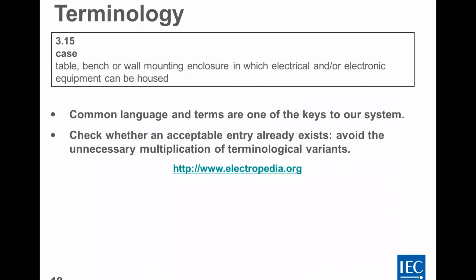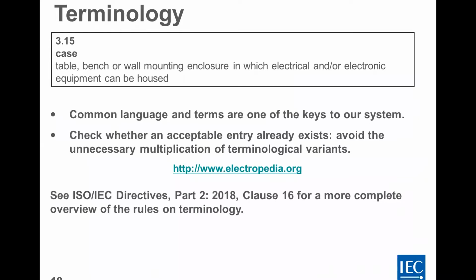So consistency of use of terminology inside a document is key. Consistency of use of terminology across a series, across a TC is also key, in my opinion. And ideally, if we use the same terminology throughout the IEC, that would be perfect. We know that the world is more complicated than that, but try and be as consistent as possible in the use of your terminology within your document. And you can go and see further details on how to write terminology within the ISO IEC directives, part 2.